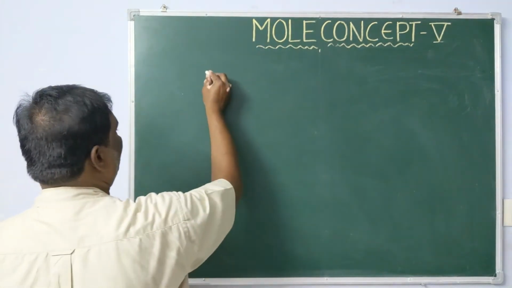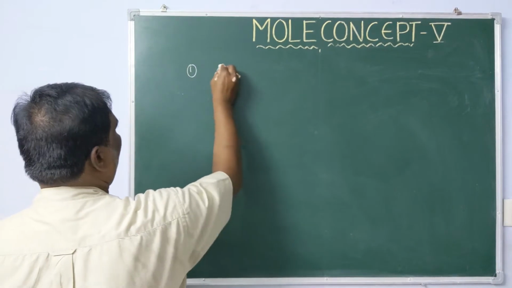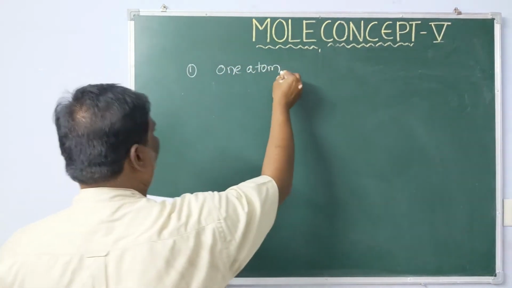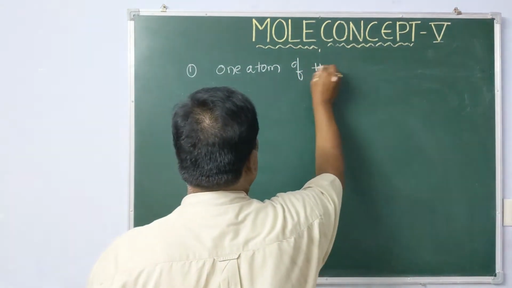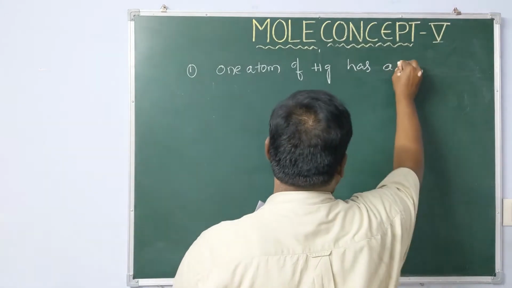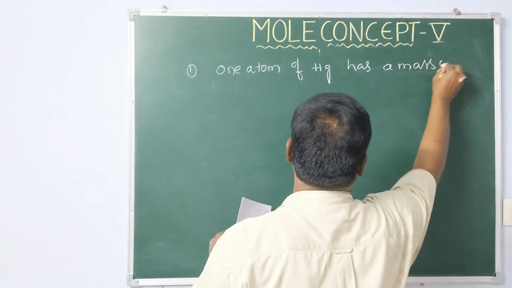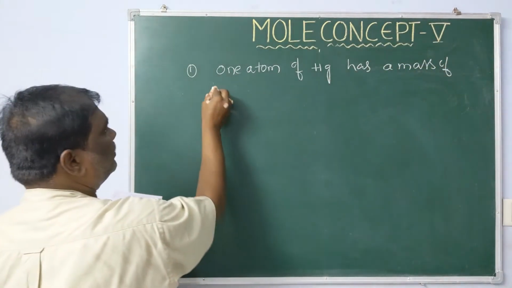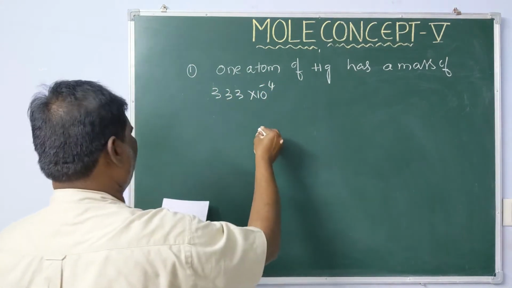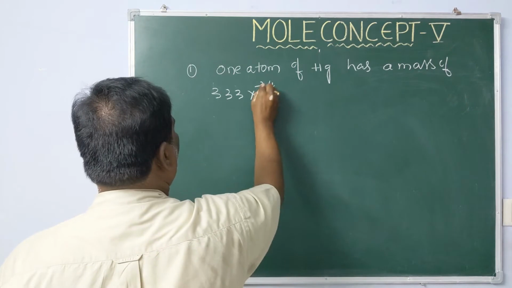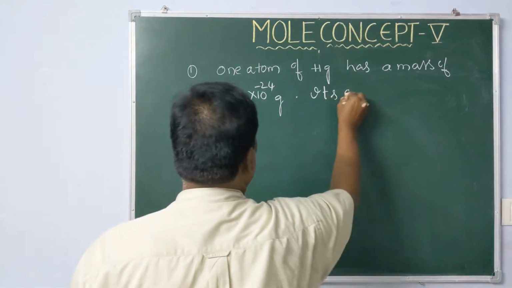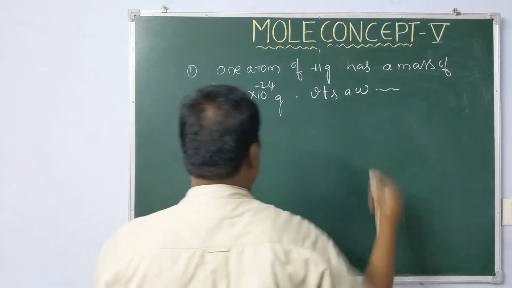First problem: one atom of mercury has a mass of 3.33 into 10 power minus 24 grams. Then what is its atomic weight? This is the question asked.